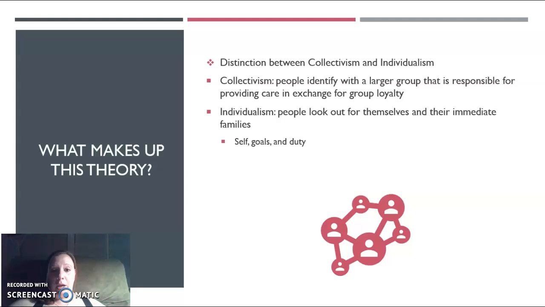Stella Ting-Toomey has two distinct pieces of information that define this theory for her. This is the distinction between collectivism and individualism. She defines collectivism as people identifying within a large group that is responsible for providing care in exchange for group loyalty. Individualism is people look out for themselves and their immediate families. This refers to their self, their goals, and their duty.